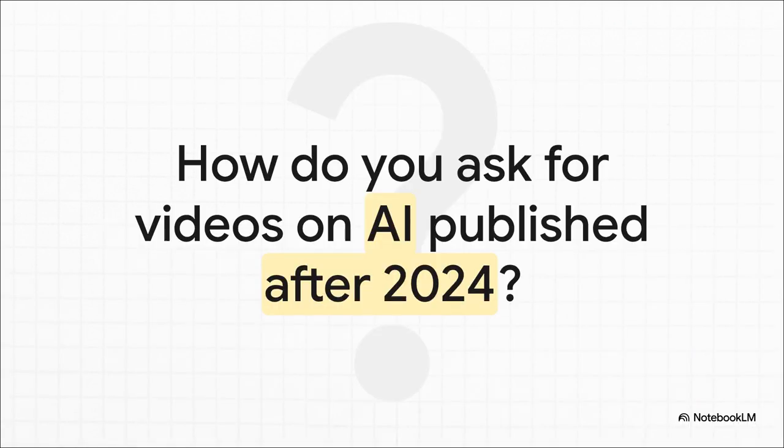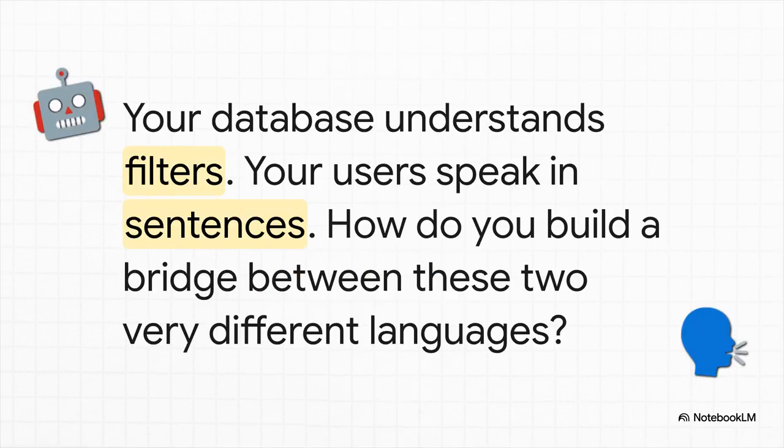So picture this. You've got this massive library of videos, and you want to ask it something pretty specific, like find me videos about AI that came out after 2024. Now, for you and me, that sounds super simple, right? But for a computer, that's actually a surprisingly complex request. How do you get a machine to understand both the topic and that time filter, all from that one little sentence? And that is the fundamental problem we're talking about.